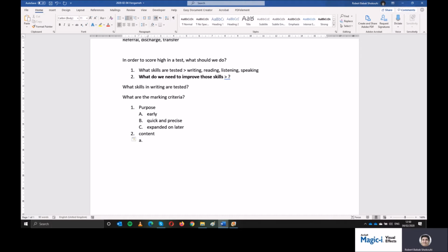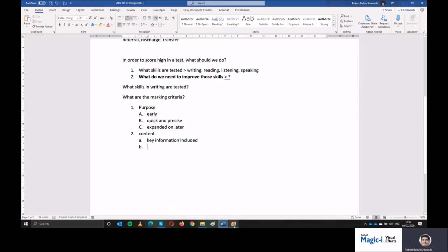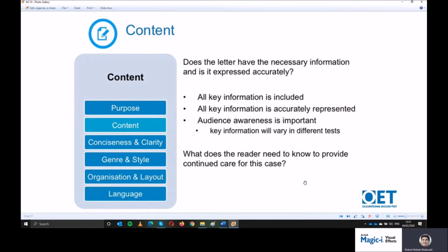So basically, necessary key information included. The key information is included and the key information is accurately represented. So what is the key information? I think that anything related to the diagnosis or the main chief complaint of the patient.